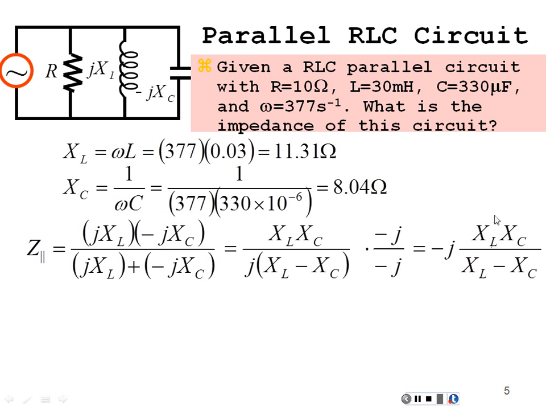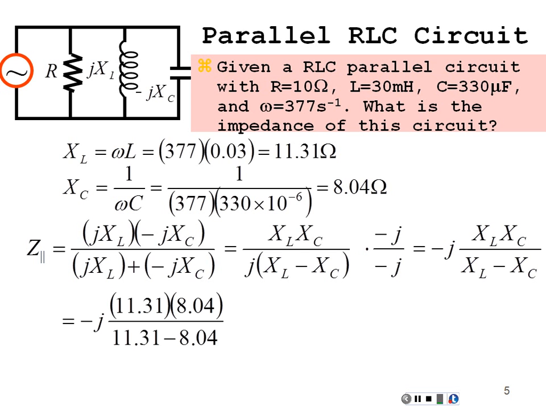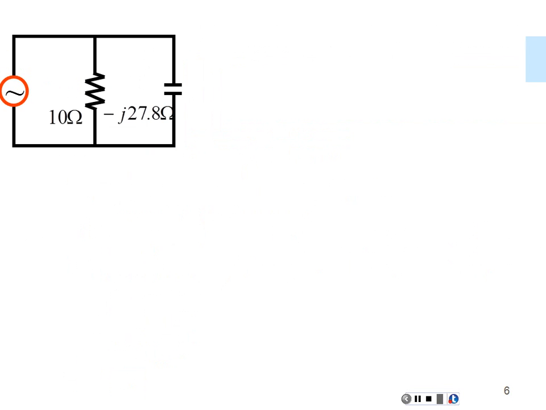We got values for these reactances, and so we can actually get an impedance for this parallel combination. It's going to be negative J, 11.31 times 8.04 over 11.31 minus 8.04. That's a negative J times 27.8 ohms. So now that will represent the parallel combination. So it looks like this. I have a resistance 10 in parallel now with a negative J, 27.8 ohms.